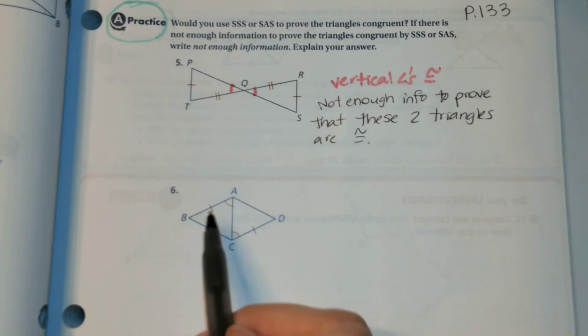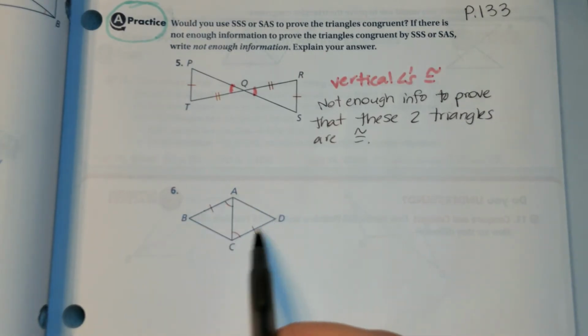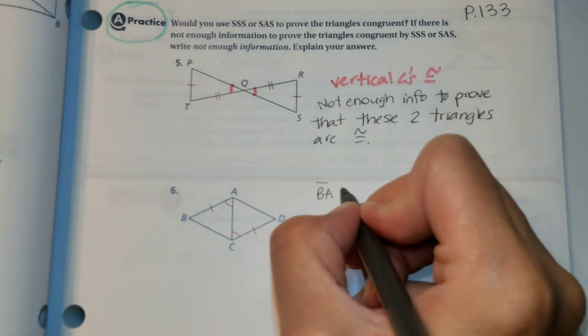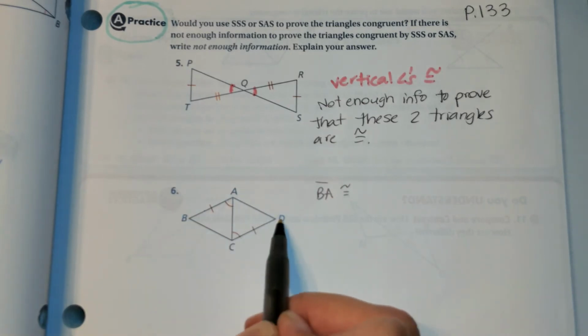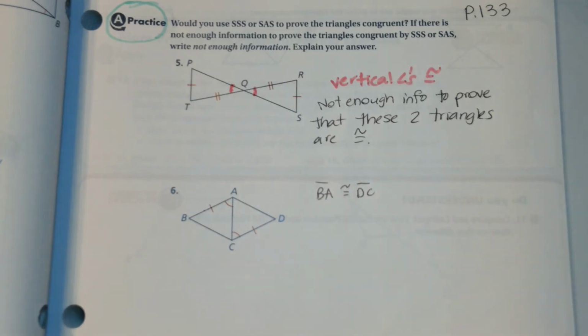I can see one side is congruent. BA is congruent to DC. And we could even write that out. It's kind of good to practice writing it. And notice how I went B to A because A has the angle marked. So I have to start at D to C. So I'm trying to make sure I have them in the correct order. And that's given from the picture.